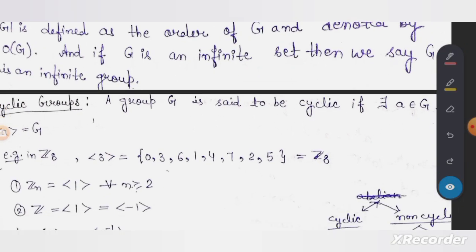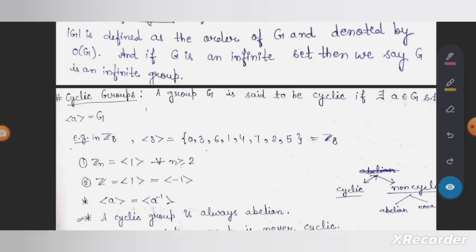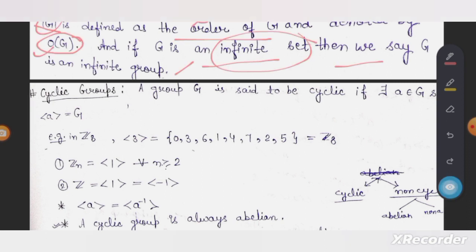Now next term is cyclic groups. What are cyclic groups? So what is cyclic group? A group G is said to be cyclic if there exists A belonging to G such that the set generated by A equal to G. What is this set generated by A?